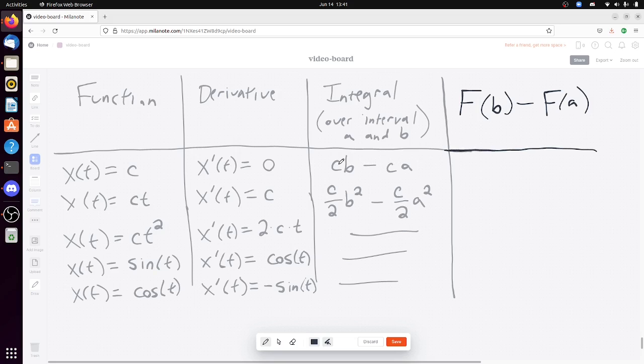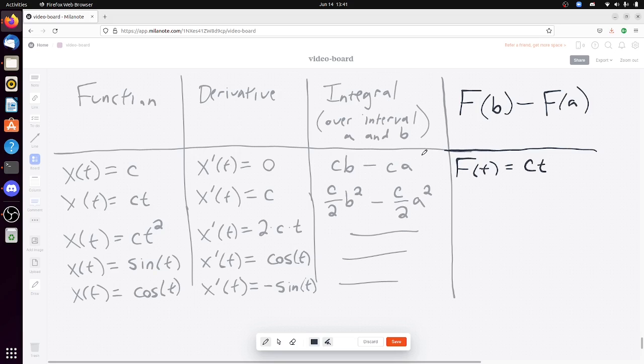Yeah, if you think here, what would the function be? It would basically be big F of t equals c times t. So if you combine these and plug in b here, you get cb, which is the first term. And then if you plug in a into this function, you get c times a. If you subtract the two, you get what we actually determined, not experimentally, but by using the definition of the integral.